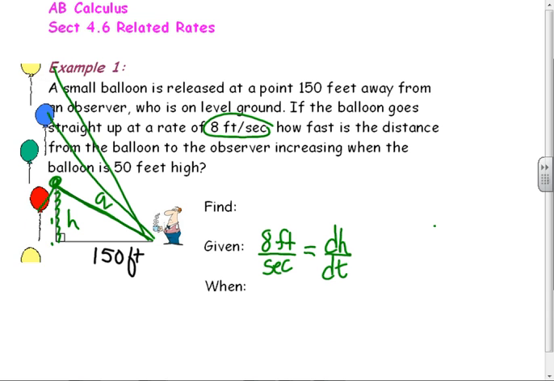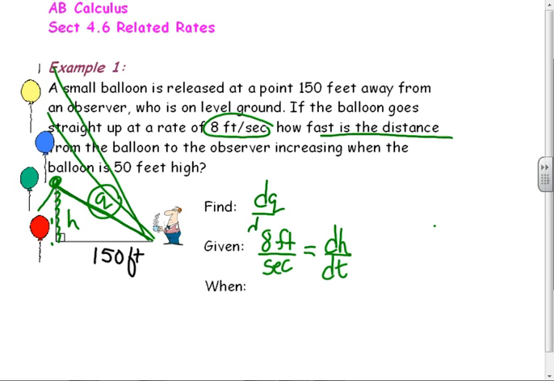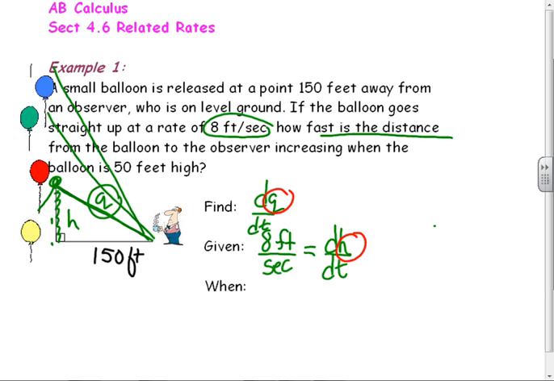What do I want to find? How fast is the distance from the balloon? That's the change in this one, right? So that's what? The dQ/dt. So we're going to find a relationship between Q and H. That's why they're called related rates. It's almost always geometry unless they give it to you.